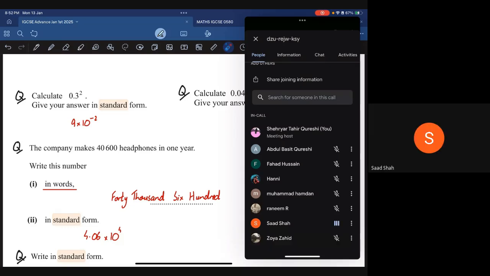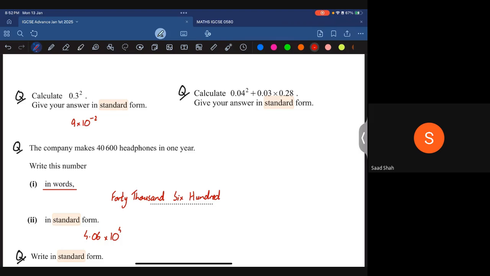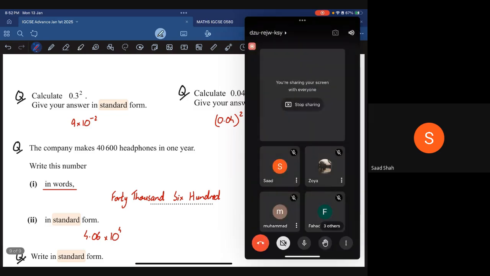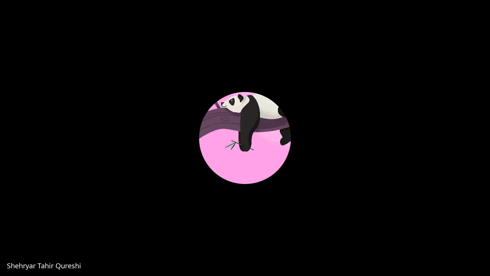I got 1 times 10 to the power minus 2 as the answer. Okay, but Saad, guide me through the process. How do I solve this? So first you did 0.04 whole squared plus 0.03 times 0.28. Wait, for this I need my calculator. I do not have my calculator. Where is my calculator? Oh, here it is.